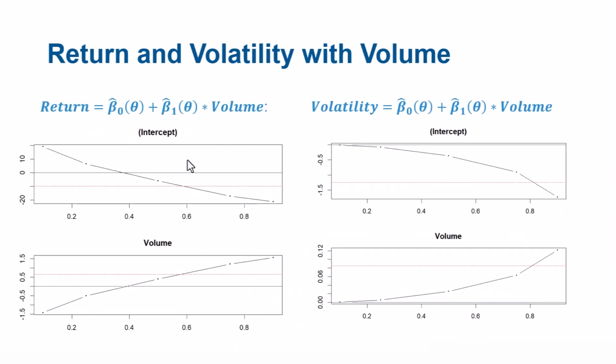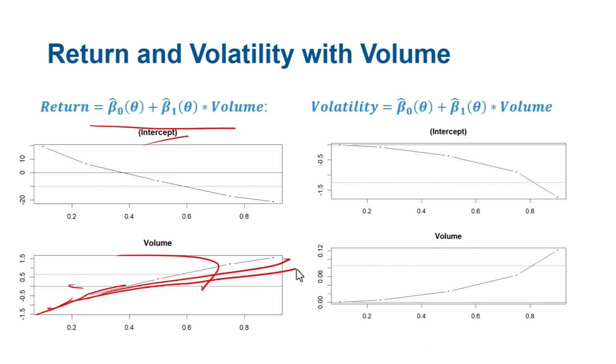Let us finally visualize the relationship. And here you can see return versus volume. Intercept, we will not focus on the intercept. Look at the slope coefficient. So it starts from here, minus 1.5, and it increases positive. As we move towards higher quantiles, the relationship becomes more and more positive. Similarly, for volatility and volume, as you can see, it starts from close to zero and becomes more and more positive as we move to the higher quantiles.